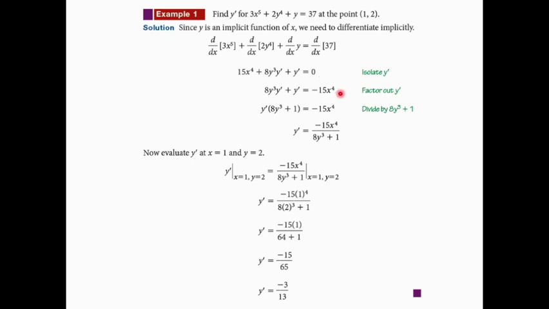Now the strategy behind doing that is now I can factor out the y prime and divide by what's left over. So when I factor out that y prime, what I'm left with is 8y to the third plus 1. Now I just divide both sides by the 8y to the third plus 1. And here is our derivative.